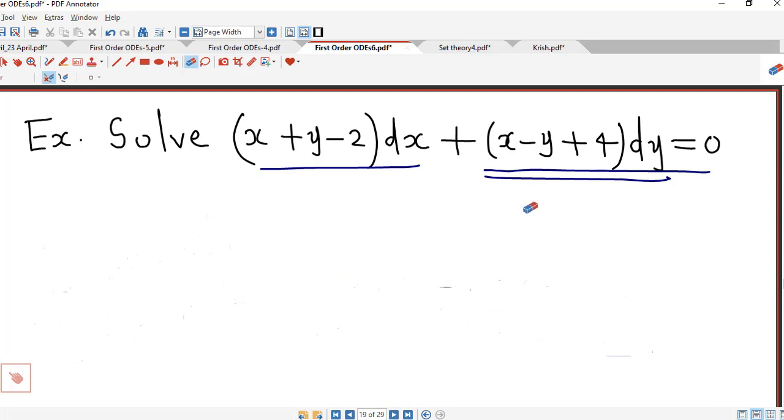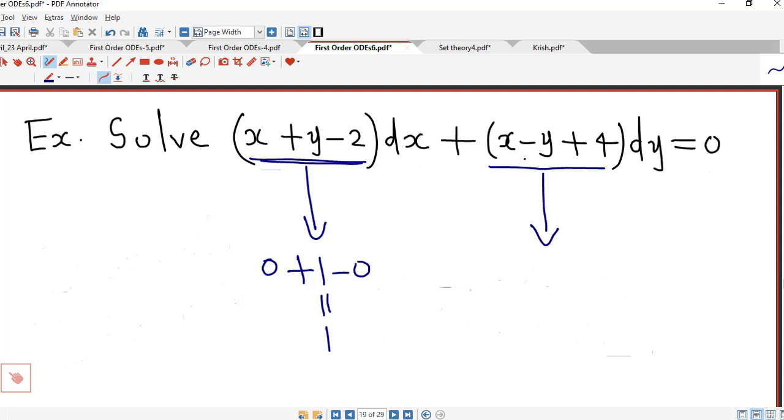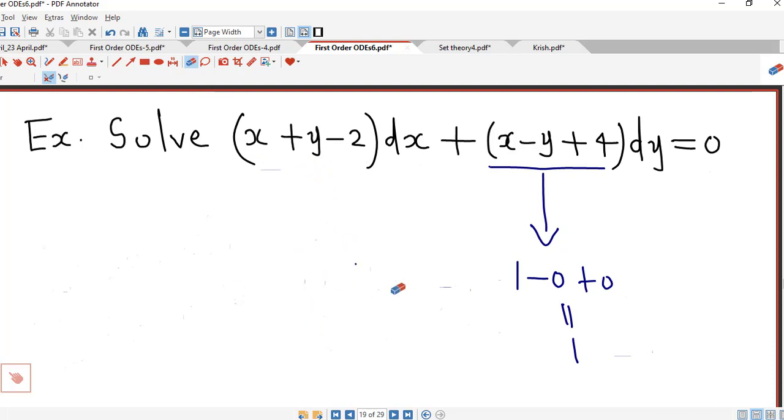So now we can check for exactness. So for exactness we have to differentiate coefficient of dx with respect to y. So derivative of this function with respect to y is 0 plus 1 minus 0, that is 1, and we have to differentiate coefficient of dy with respect to x, and the derivative of this function with respect to x is also 1. So this equation is exact. So we can solve it by the method of solving exact differential equation.